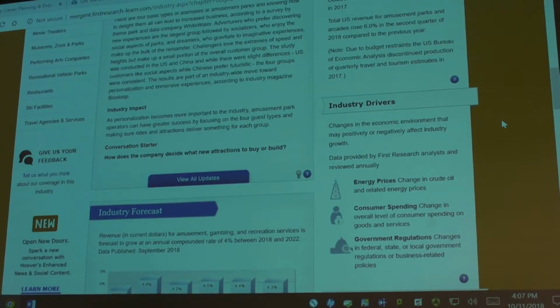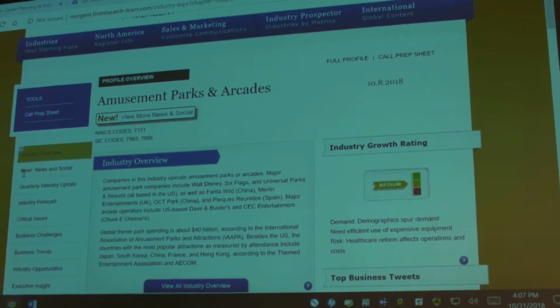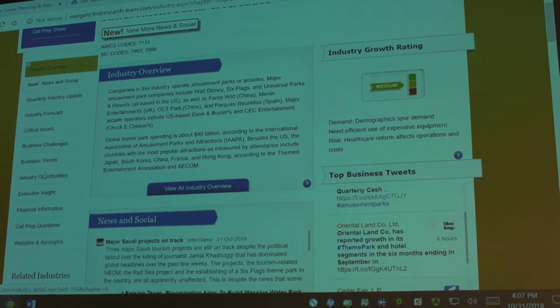You can get news. If you look on the left, on the first column, these are all the different areas of information that you can find. I'm going to point out two things to you on this report that make it unique, so you're probably going to want to take a note on this.